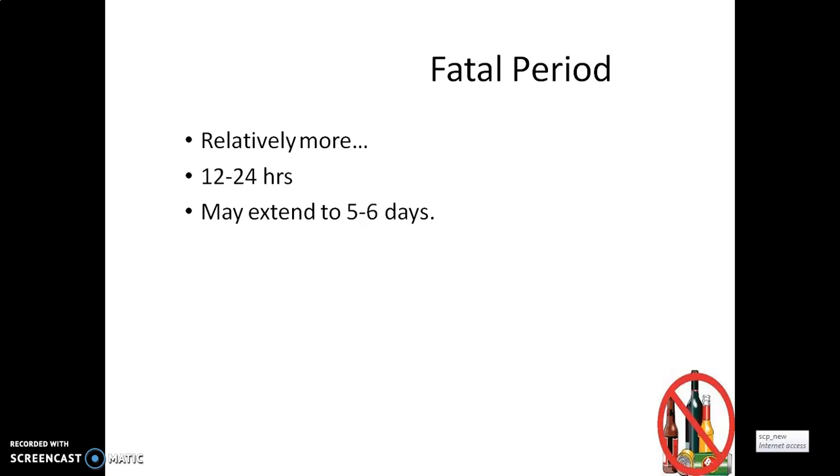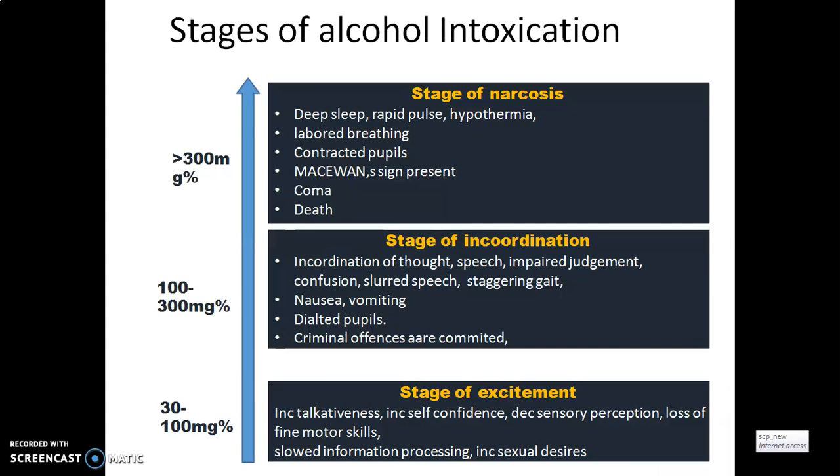Coming to the fatal period, it is relatively more than 12 to 24 hours, or sometimes it may extend up to 5 to 6 days. These are the stages of alcohol intoxication. According to the milligram percentage in the body, we can see three stages: the stage of excitement, the stage of incoordination, and the stage of narcosis.